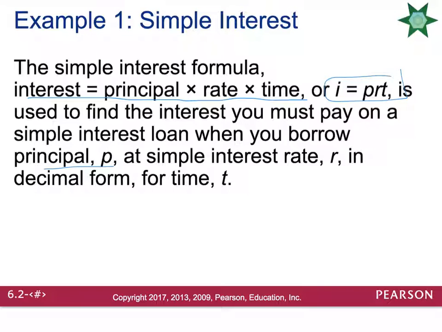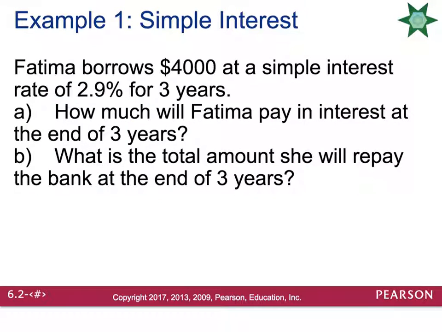The principal is how much you've borrowed at the time of the loan. The R is the interest rate, and that must be rate as a decimal. And then T is time. Typically, the time will be given in years. So Fatima borrows $4,000 at a simple interest rate of 2.9% for 3 years. How much will she pay in interest at the end of 3 years, and what is the total amount she will repay the bank at the end of 3 years?